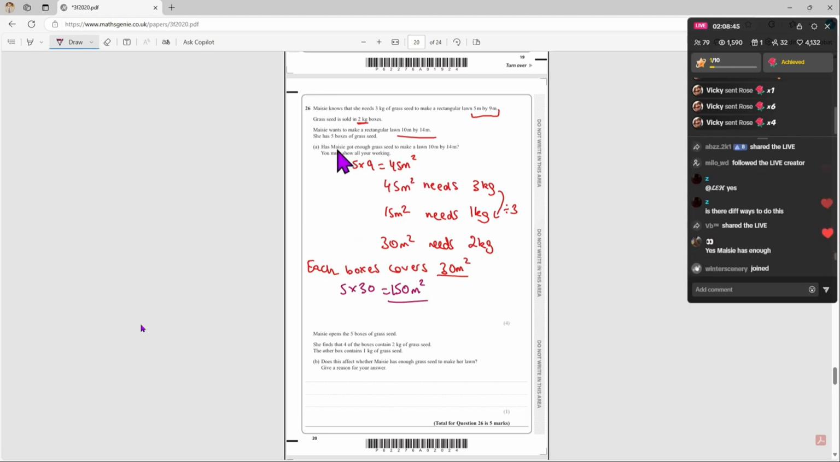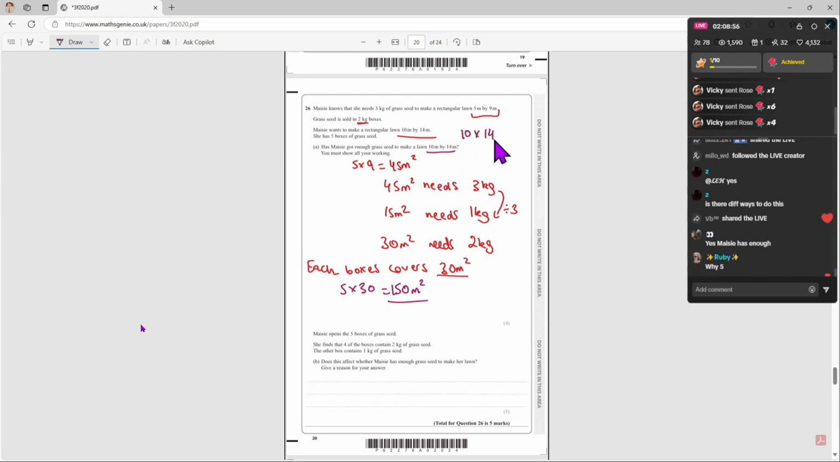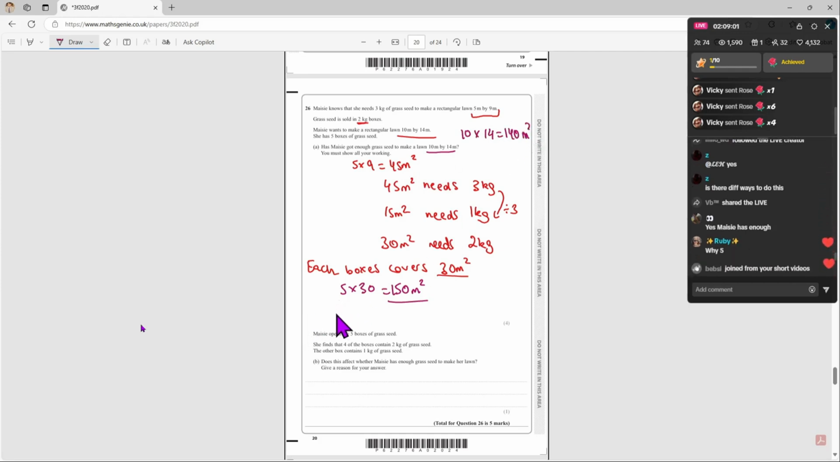So we have to work out if Maisie has enough grass seeds to make a lawn of 10 meters by 14 meters. So we have to work out the area. 10 times 14 will give you 140 meters squared. So has she got enough? Yes, she has got enough, because we know that 150 meters squared is greater than 140 meters squared, okay? Why are we multiplying by 5? Because we know that she has 5 boxes in total. Read the question, guys. She has 5 boxes in total, and we just have to calculate if she had enough grass seeds.